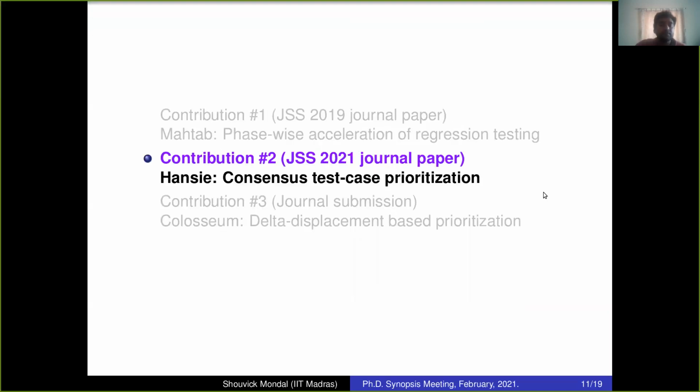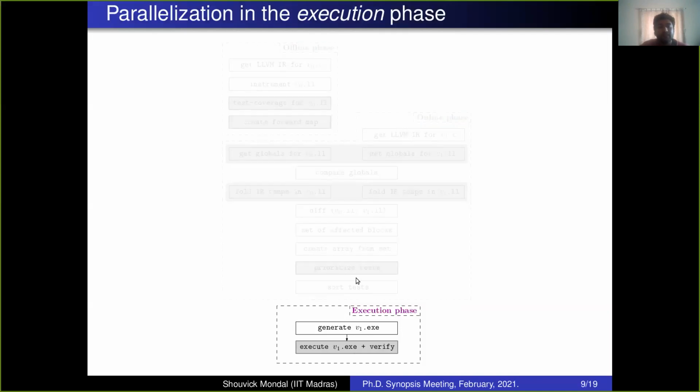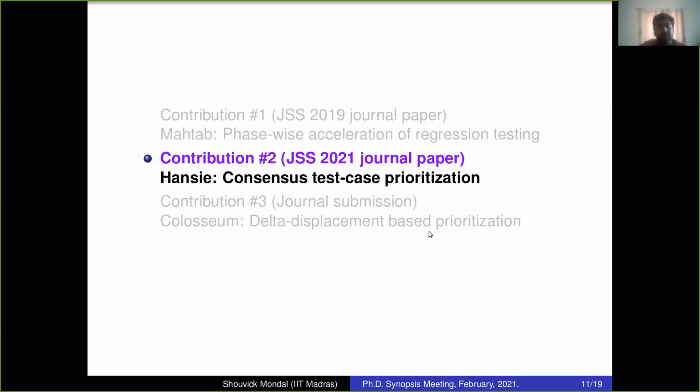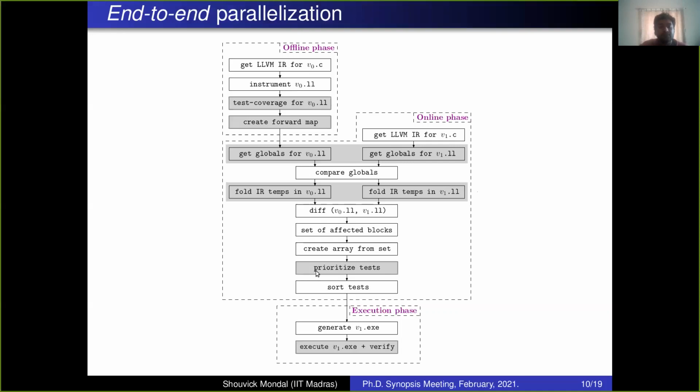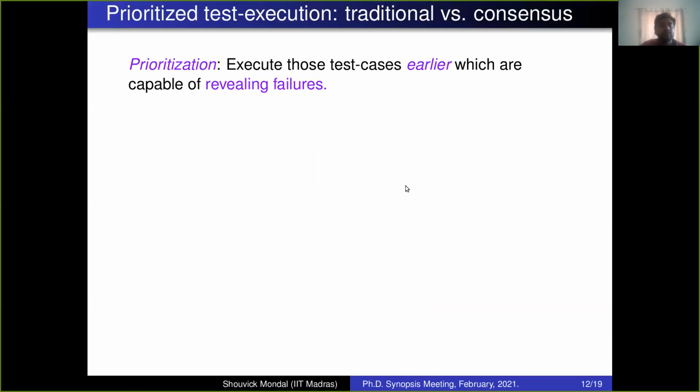Now comes the contribution HANSI. So this is the consensus test case prioritization. The next two contributions mainly focus on prioritize, test, and execute and verify, so the online phases. So this prioritization and parallel execution are the focus of the next two works. Let us now look into detail at what prioritization is, using HANSI.